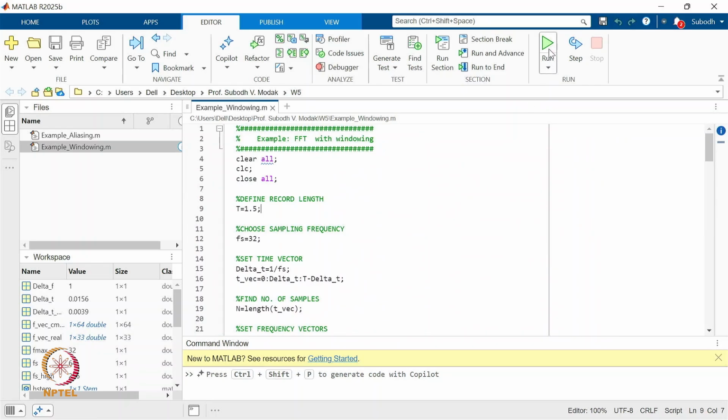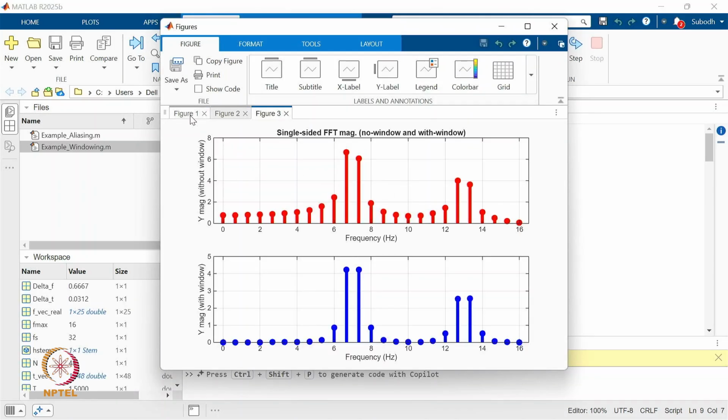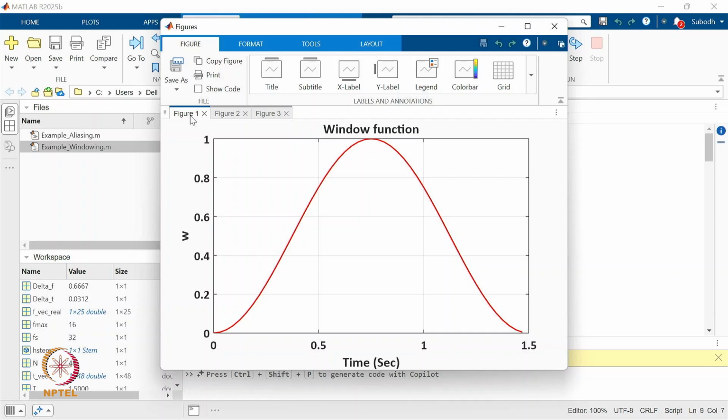I press the run button, it is busy computing, and now it has made the figures. Let us go to the first figure. The first figure is simply the plot of the window function. So, this shows the Hanning window function. At the extremes it basically makes the signal 0, right. That is what is essentially done in windowing, as we studied in the lecture classes, right.